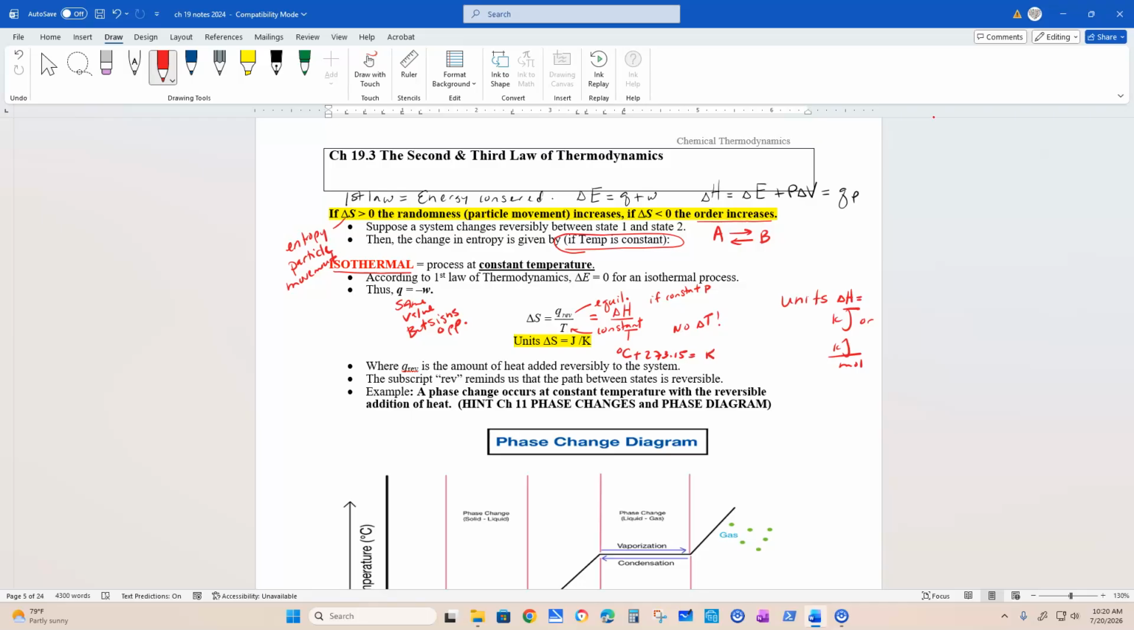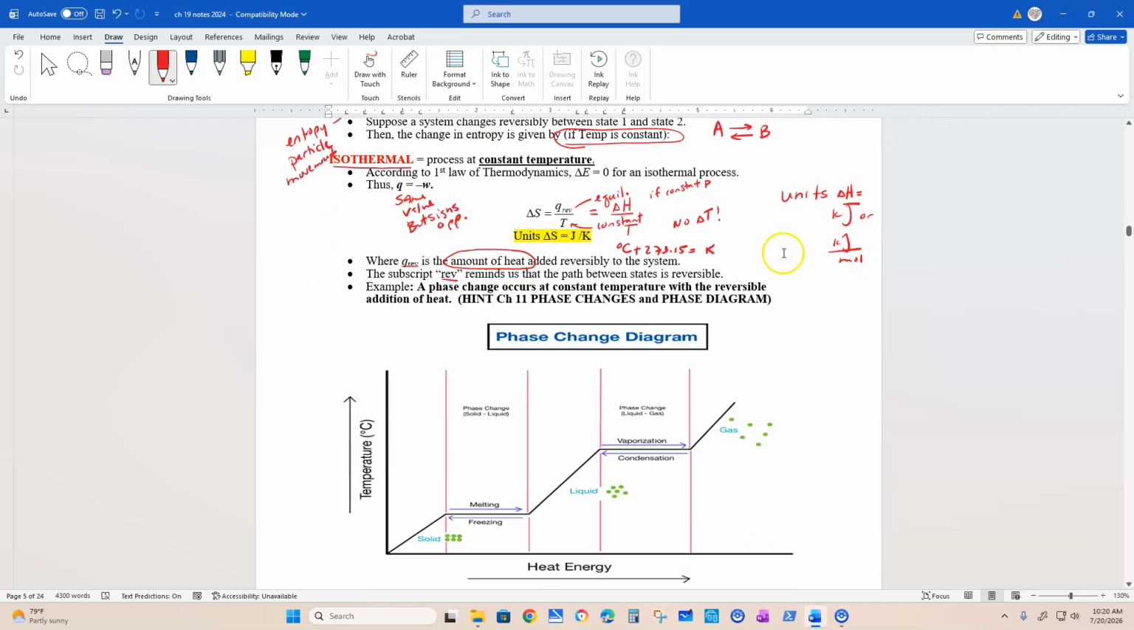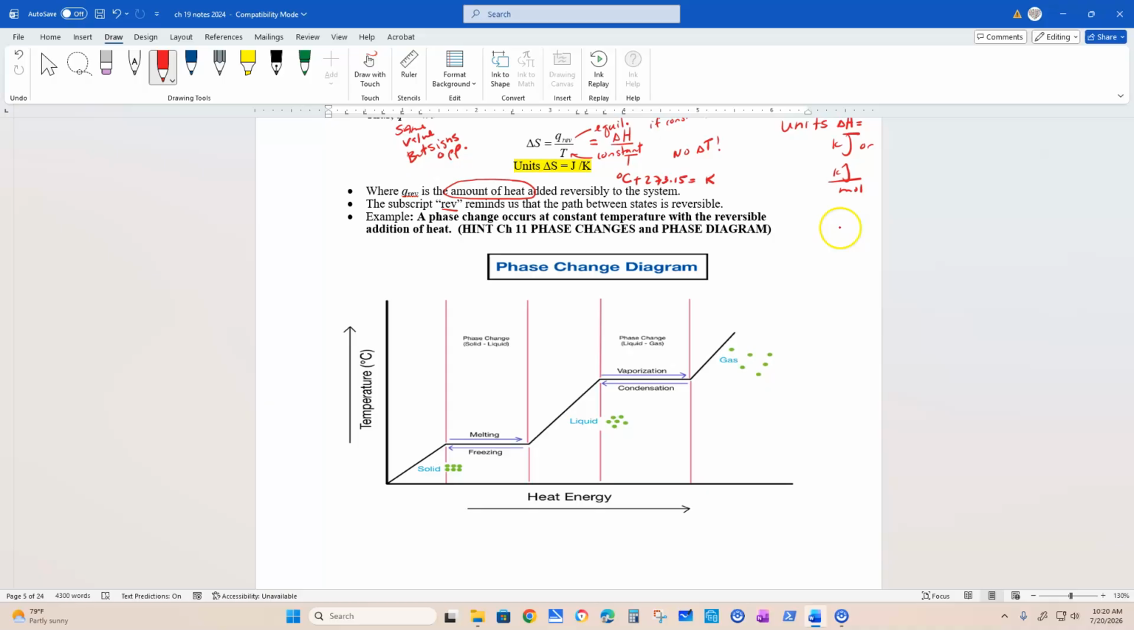So the Q reverse is the amount of heat added to the reversible system. So we are adding that heat, okay? Now you can lose heat also depending if it's like endo versus exo. The word reverse reminds us that the path between the states is reversible, okay? So like a phase change would be something that is reversible and the addition of added heat. Now, I put this in here back from chapter 11. I wanted to make sure I put it back in here so you understood this, okay?